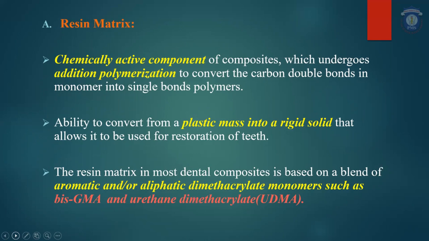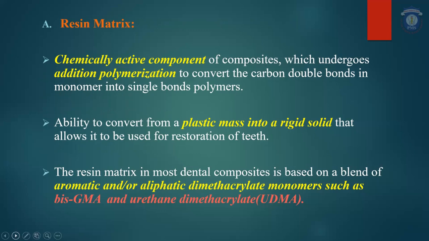So the resin matrix is the chemically active component. That is the component of composite resin that gets involved in the chemical reaction, the polymerization reaction. That is why it is called the chemically active component of composite. It undergoes addition polymerization, and that results in the conversion of carbon-carbon double bonds of the monomer to single bonds in the polymer.